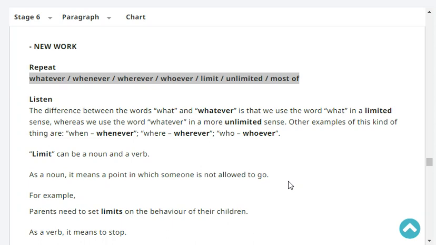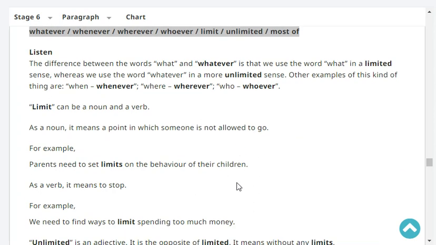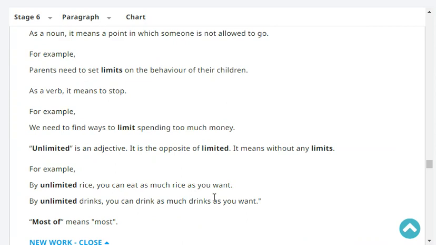Other examples of this kind of thing are when and whenever, where and wherever, who and whoever. Limit. The word limit can be a noun and a verb. For example, as a noun, it means a point beyond which someone is not allowed to go. Parents need to set limits on the behavior of their children. As a verb, it means to stop. For example, we need to find ways to limit spending too much money.